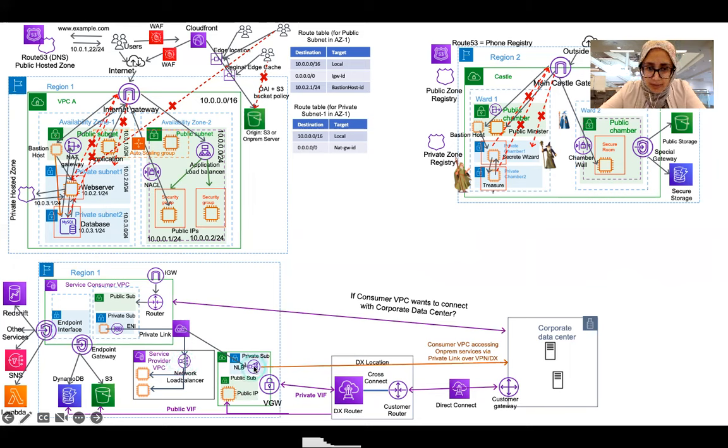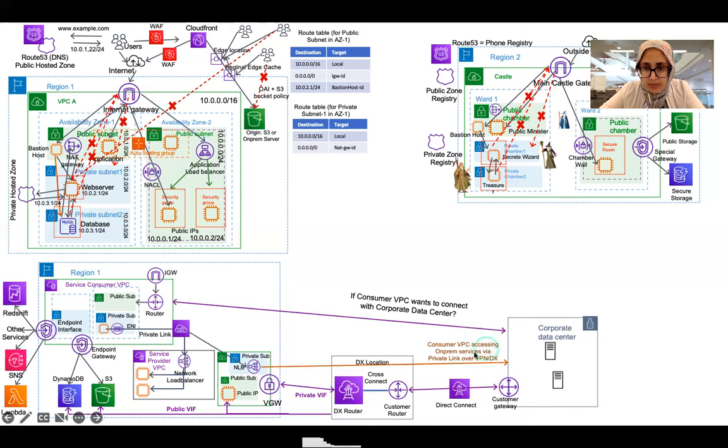Now, if we added a network load balancer here, this one becomes a provider VPC. So now this consumer VPC, through this PrivateLink network load balancer, the specific VPC is reaching out to the corporate data center.